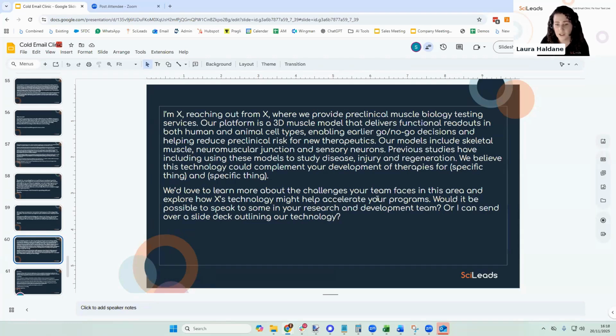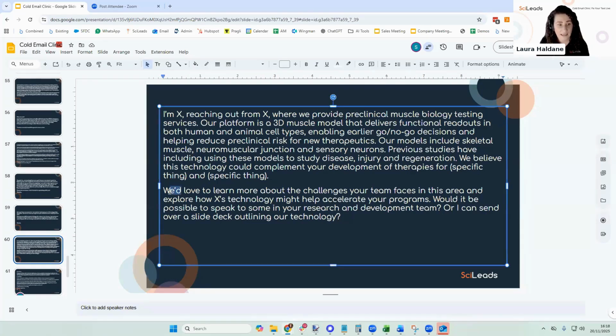We'd love to learn about the challenges your team faces. You see, this we and I will work actually much better. People are much more responsive if you talk as you as a person. It's easier to ignore a we. It's easier to ignore a company. It's much harder to ignore an actual person. It's why people actually put their faces on emails as well. Now I haven't seen the actual emails here because Sophie's kindly beavering in the background, typing them all out.